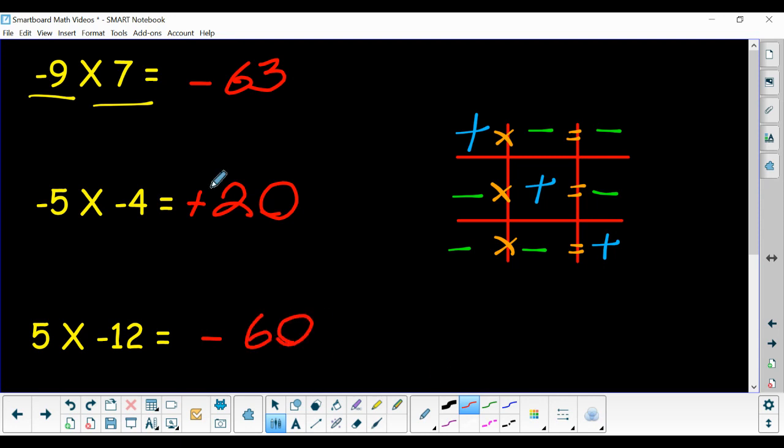And that's how I use the tic-tac-toe table. This also works for division.